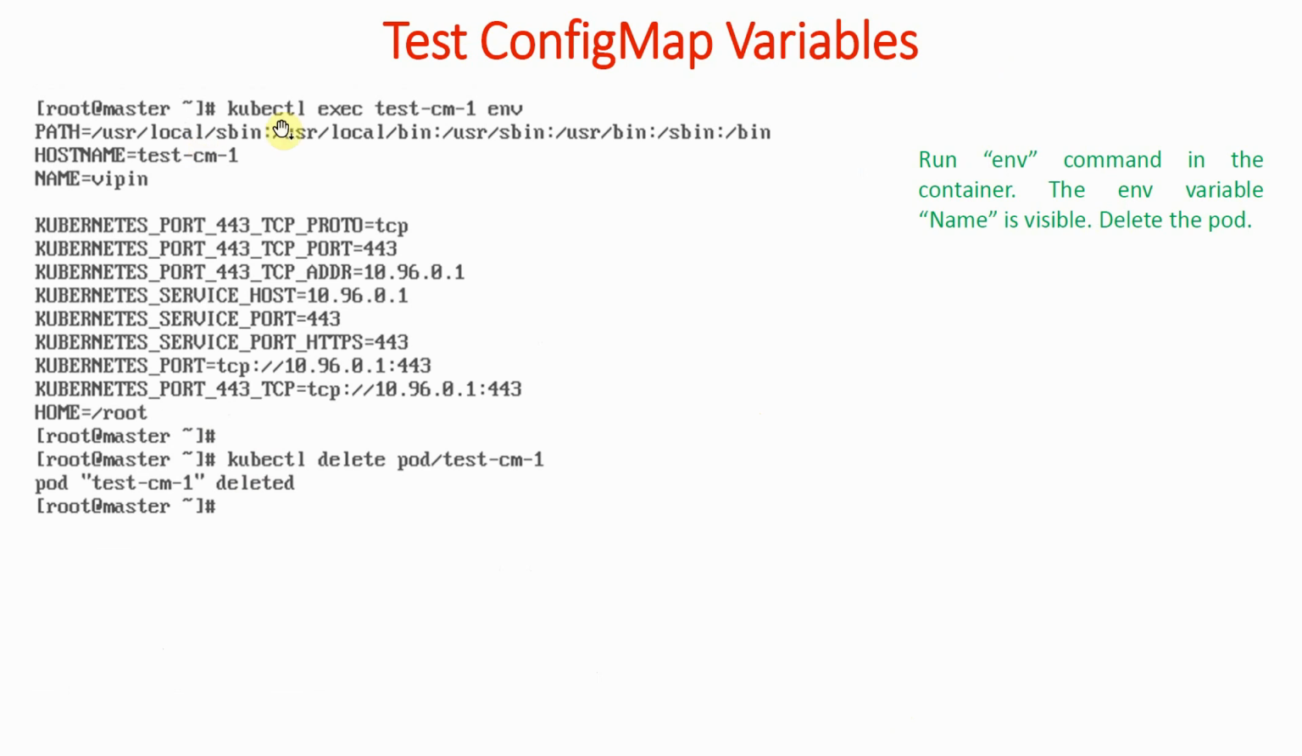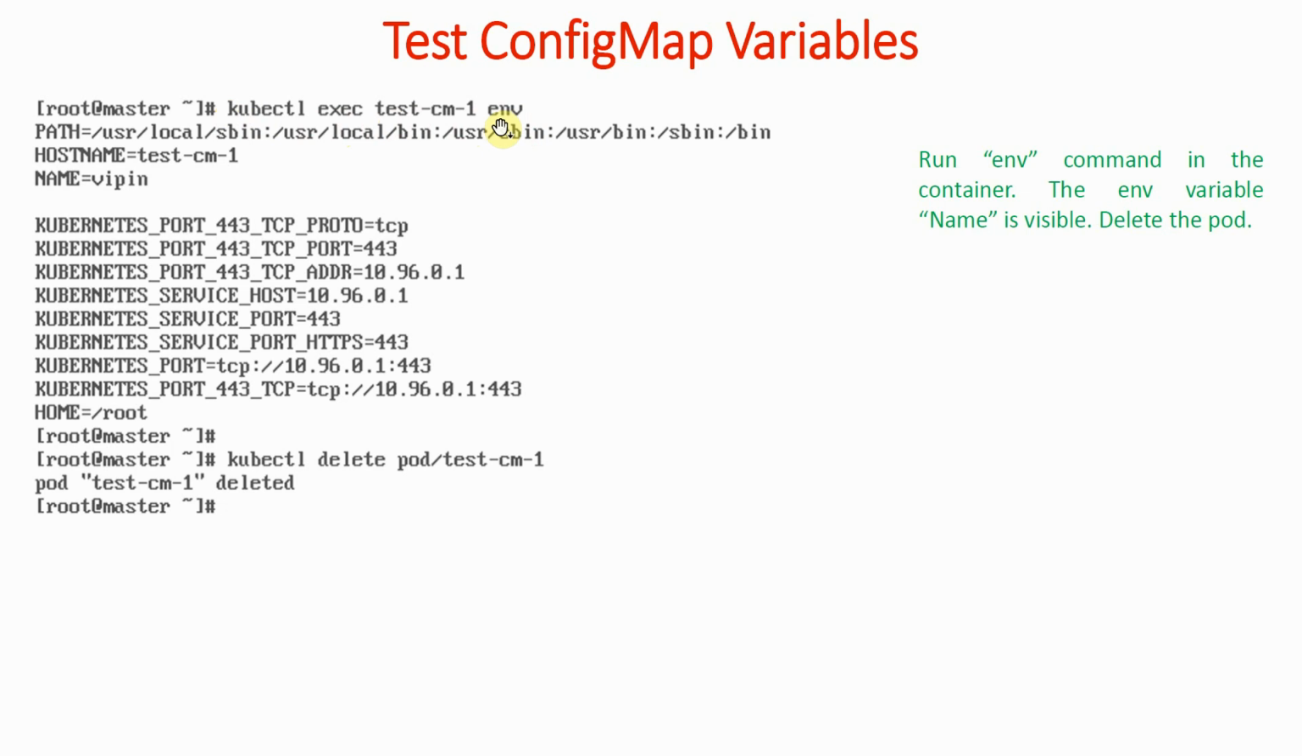Now how to test? Now we are going to run the env command in the container. The environment variable name is visible. Now when we run this command, kubectl exec test-cm1, we are running in non-interactive mode.